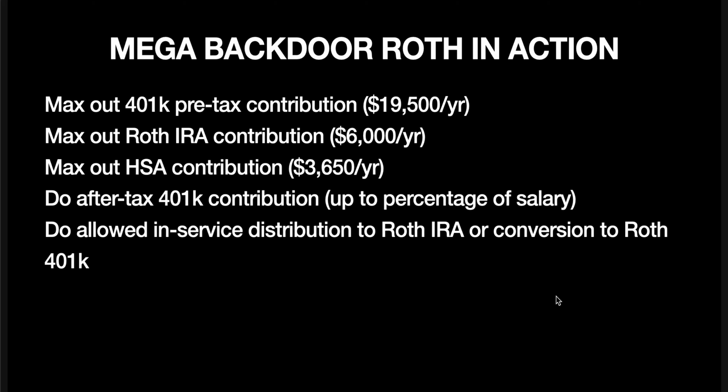If you have access to an HSA, and if you have high deductible healthcare, then, as I understand it, you'll have access to an HSA. So then do the after-tax 401k contribution up to a percentage of salary. That's mostly how 401k plans are written, as a percentage of salary. And then do the allowed in-service distribution to the Roth IRA, an external account, or conversion within the 401k plan of the after-tax contribution to the Roth 401k.